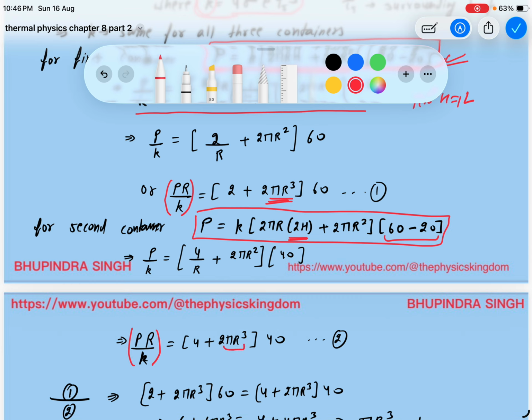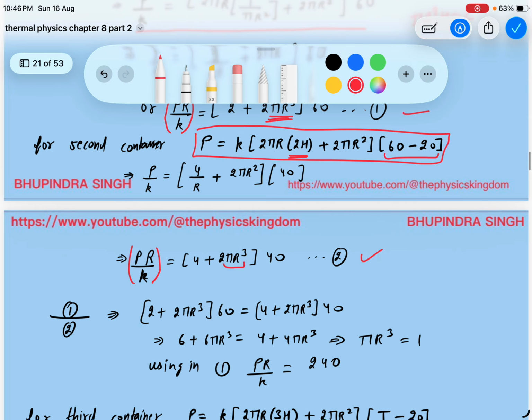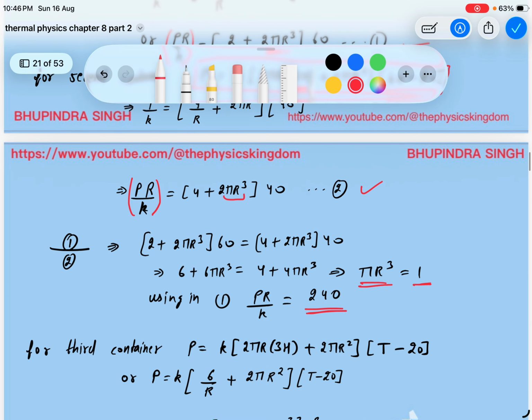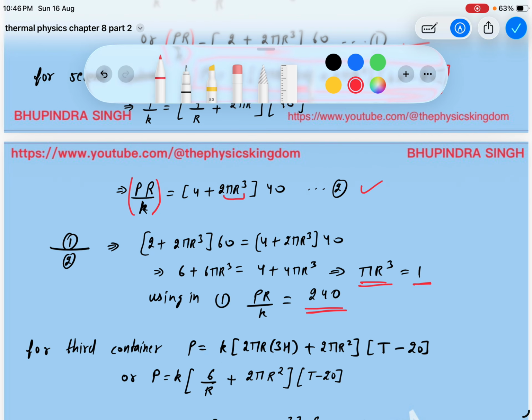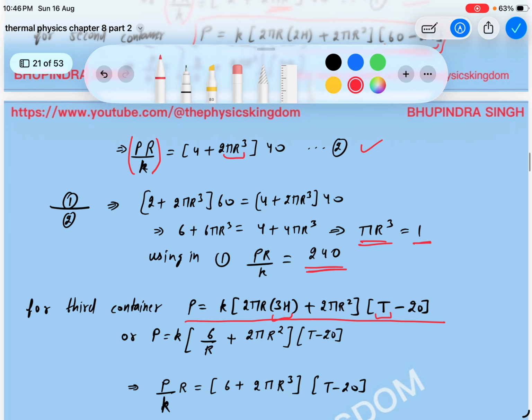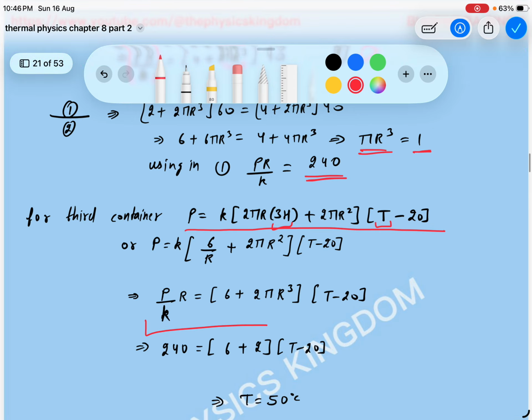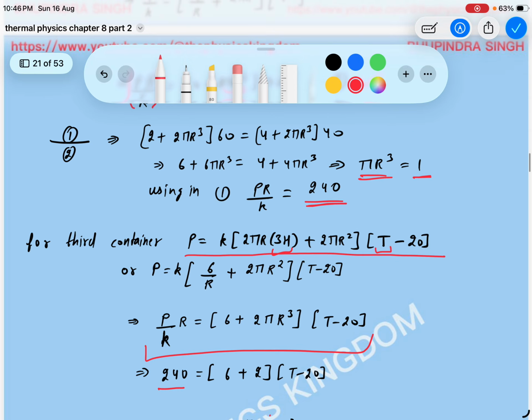So, two equations. Now from these two equations I will try to find out the values of pr by k and r, right? So this pr by k is 240 units, pi r cube is 1 unit, right? And this pr by k and pi r cube so obtained, I am going to use for the third container. So for the third container also I am writing like this. In place of height 3h, the final temperature I don't know, right? So rearranging in a similar manner, pr by k is 240 units, pi r cube is 1, and I am getting T as 50 degree Celsius, right?